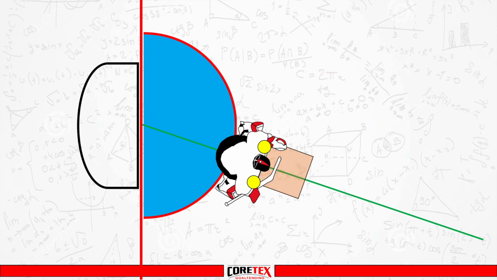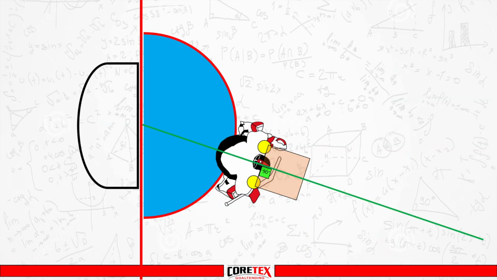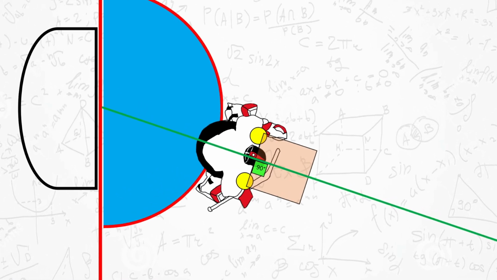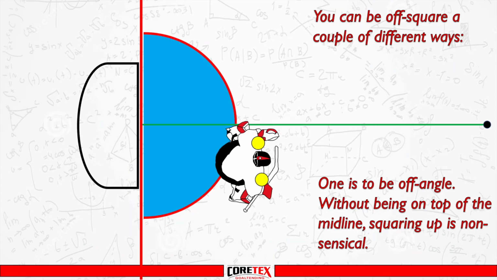So we'll take that box and apply it to the front of the goalie. The connecting line between the two points, so those two points have to be points of symmetry on the goaltender. So toes, knees, hips, shoulders, hands, anything that you can create a line of symmetry from. If that line of symmetry intersects the midline at 90 degrees, then you know that you are square to a shot. And you can actually be off square in a couple of different ways.